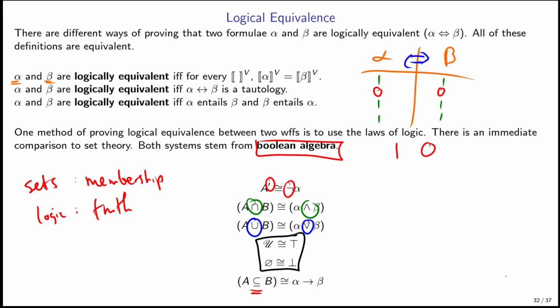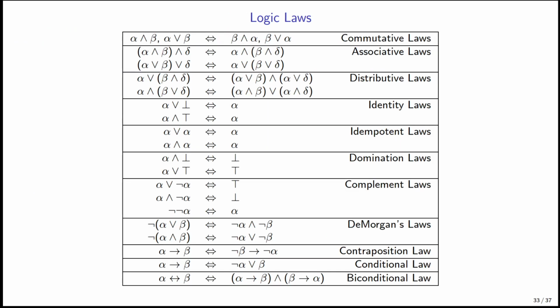A subset of B is the same thing as alpha arrow beta. The subset and the arrow are also very tightly related. So it's no coincidence that if we were to look at the laws, they come out almost exactly the same. There are three extra ones that we have compared to set theory, but again, we're not really going to work with these at this point.